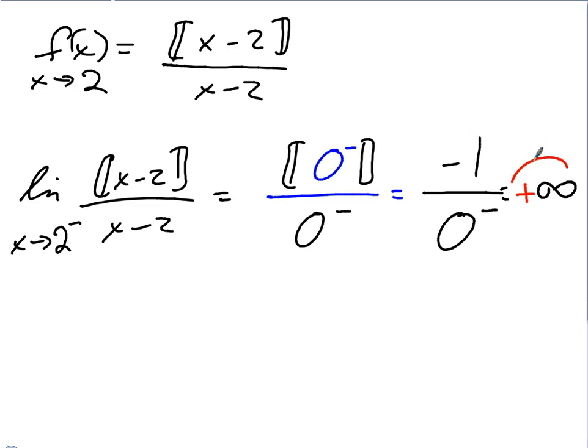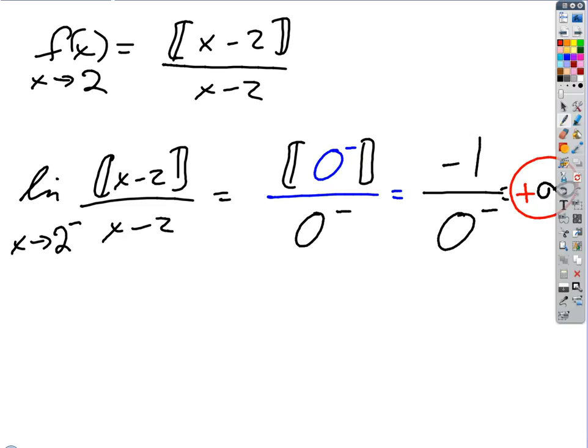So we know that's a big deal. Now, instead of just throwing up our hands and saying no limit, we've said something really important there. We've said that as an ant walks towards 2 from the left, he is walking up an infinite vertical asymptote, and that's a big behavioral thing. Okay, makes sense? Now what about from the right? Let's look at that one.